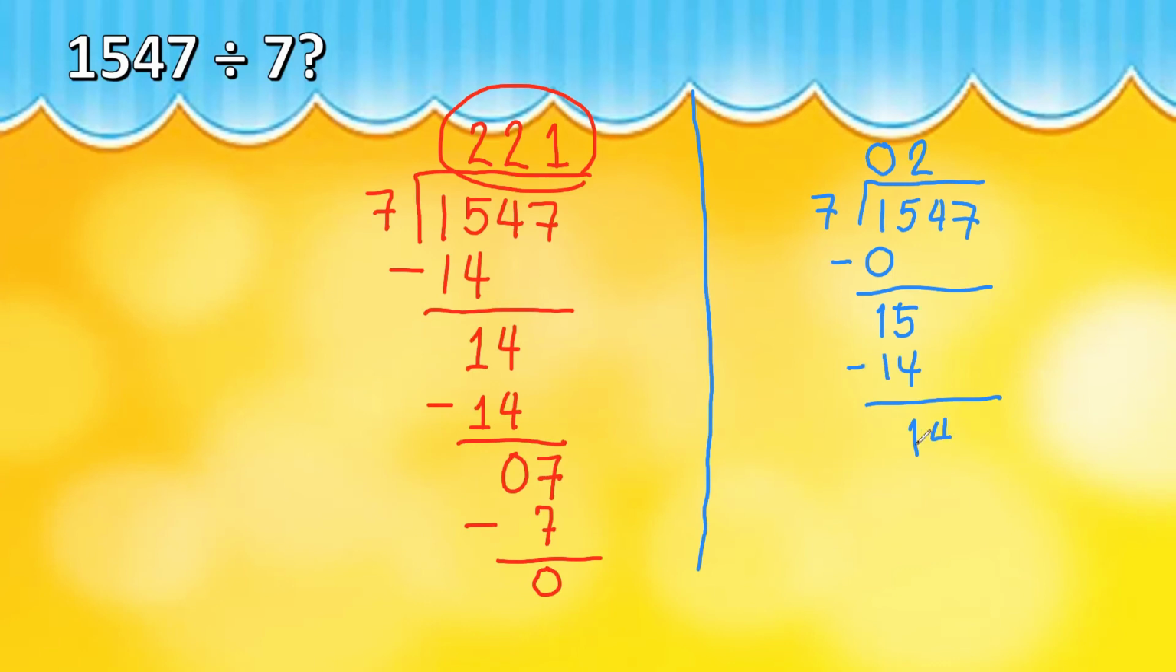Bring down 4. 14 divided by 7 is 2. 2 times 7, 14. Subtract. 14 minus 14 is 0. Bring down 7. 7 divided by 7, that will be 1. Then 1 times 7 is 7. 7 minus 7 is 0. So as you can see, our answer is the same. We just have to skip this part in here. Okay?